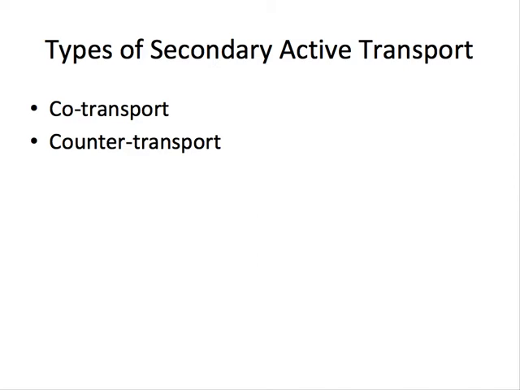There are two types of secondary active transport, co-transport and counter-transport. Accordingly, the carrier proteins in these kinds of transports are the symporters and the antiporters. The symporters are used in co-transport, while the antiporters, as the name indicates, are used in counter-transport.